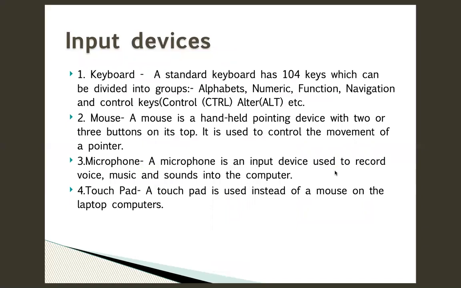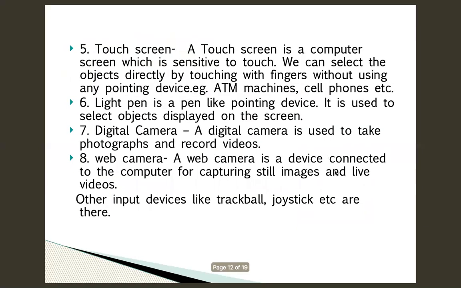Keyboard is 104 keys and divided into some groups. Mouse, we know, a pointing device. Microphone is used to record our voice. Touchpad works similar to mouse. Means instead of mouse, you can use the touchpad. It is on the laptops. Touchscreen, we know, we use in smartphones. Light pen, again a pointing device. Digital camera, we can record our videos and take photographs. Web camera, we can have a live chat with our friends.